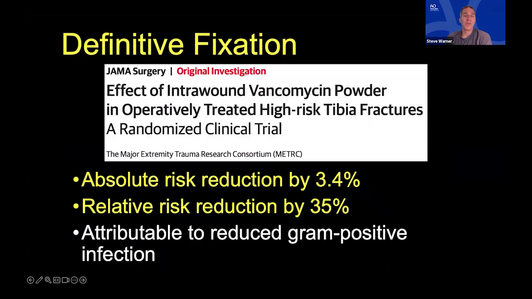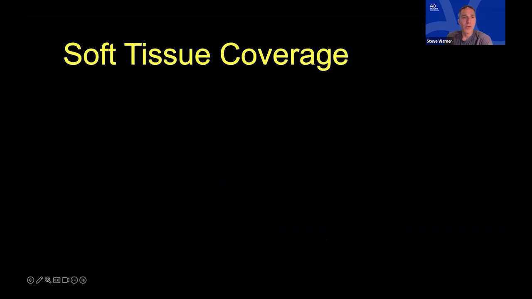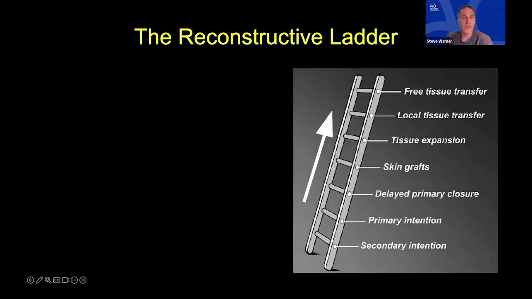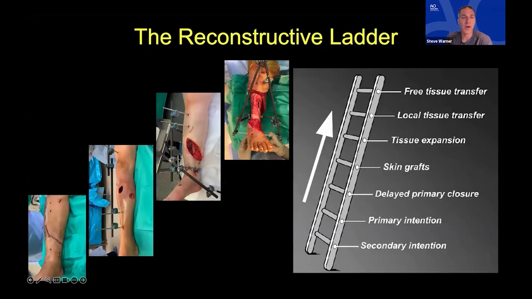With regards to definitive fixation, another adjunct we can use to help minimize infection is local antibiotics. And so the VANCO trial, looking at intra-wound vancomycin powder, reduced infection, specifically in gram-positive organisms. And so something we can do to minimize infection is to have local antibiotic delivery at the time of definitive fixation.